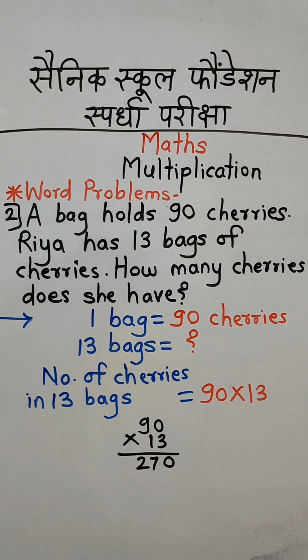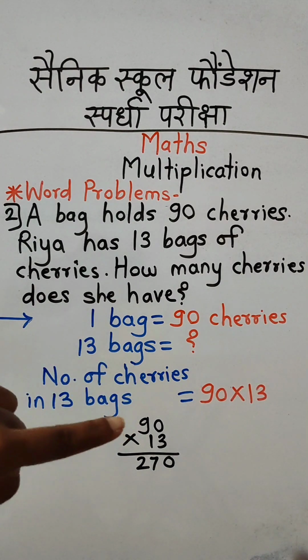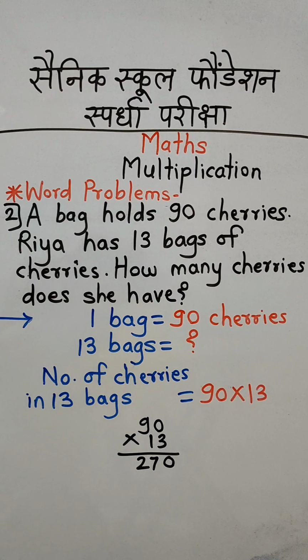And that is nothing but 270 we are getting. And after that, we are going to multiply the same number 90 multiplied by tens place digit, that is 1. So before doing this multiplication, we should write 0 at units place. So we are getting 900 here. Now we are done with both the digits multiplication. So finally we should do addition of both of these answers, and which is nothing but 1170.